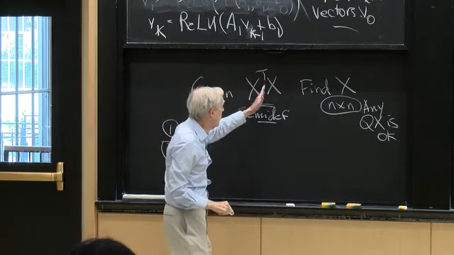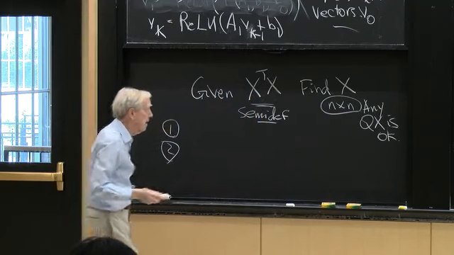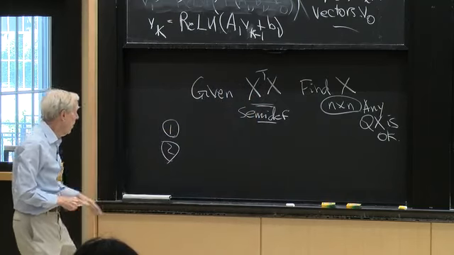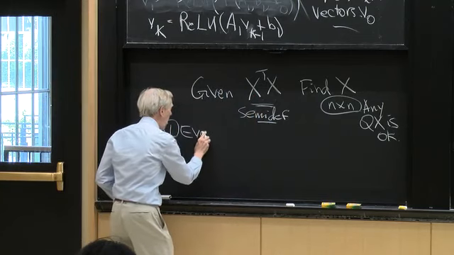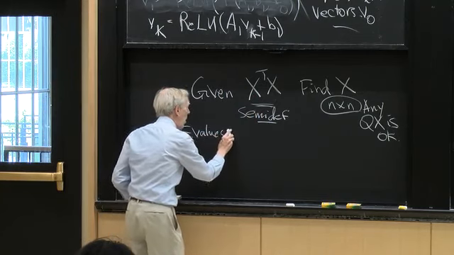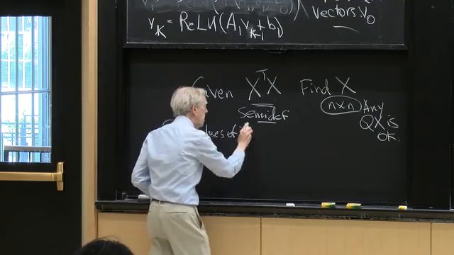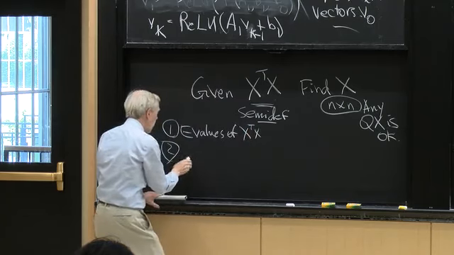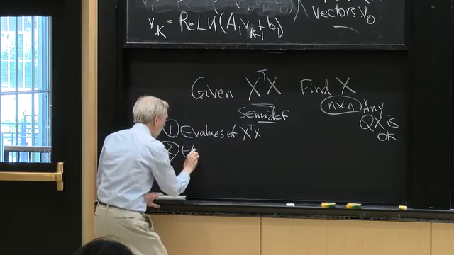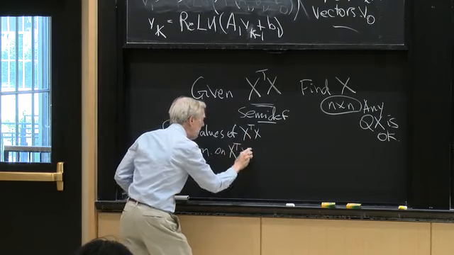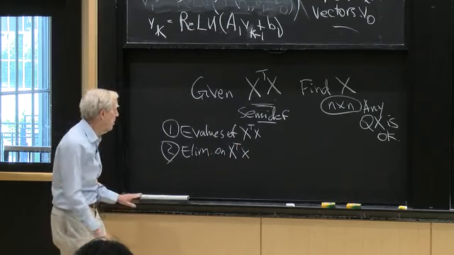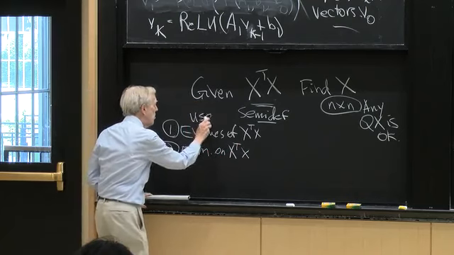Yeah, because if I put a Q transpose Q in there, it's the identity. Okay. So one way is to use eigenvalues of X transpose X. And the other way would be to use elimination on X transpose X.